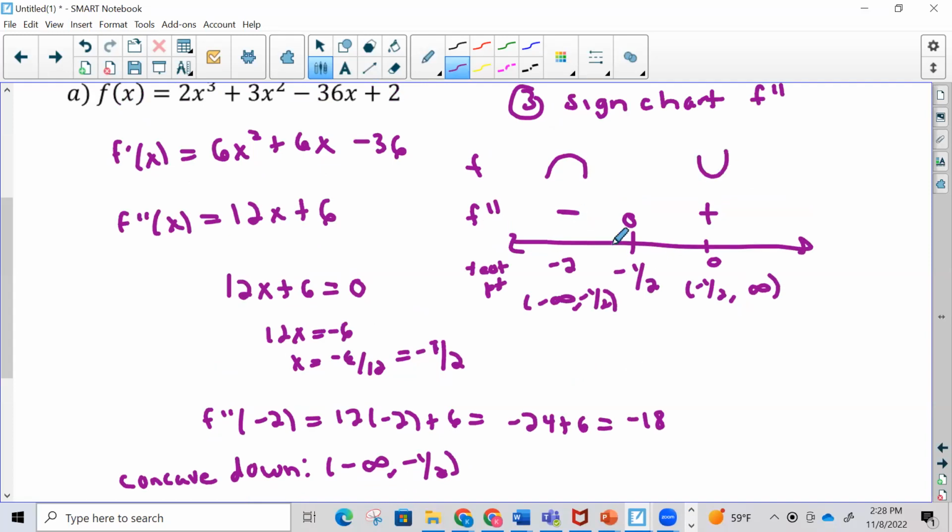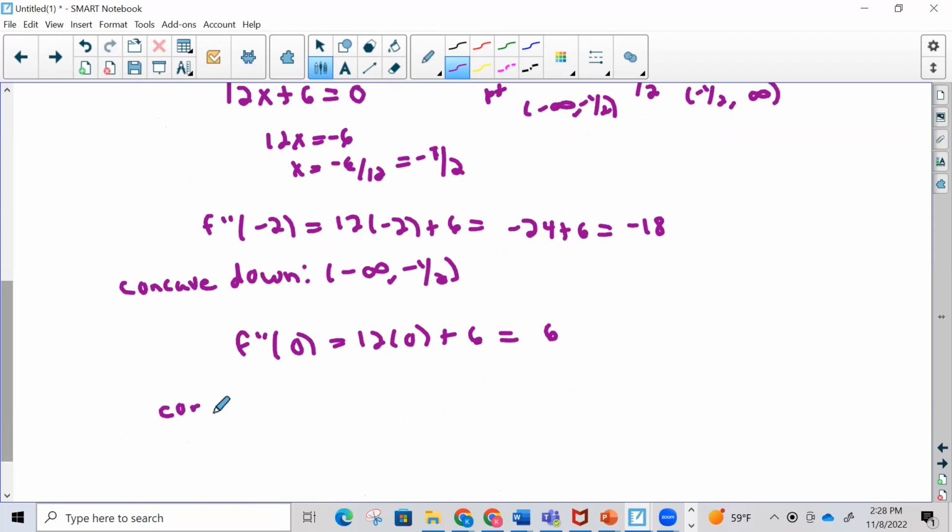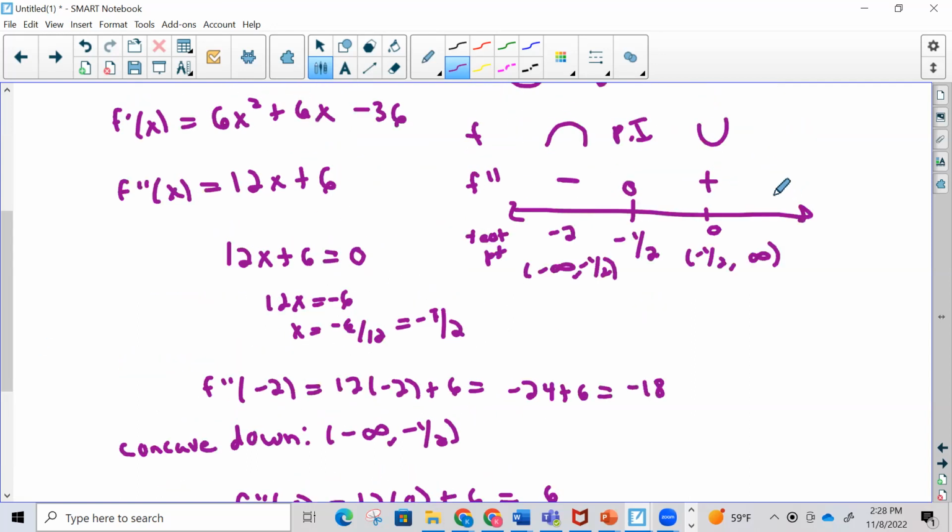Because this second derivative changed signs, it doesn't matter which direction, but it changed signs, this is a point of inflection. If it doesn't change signs, then it's not a point of inflection. And then if they asked us where it's concave up, we would give the interval negative 1/2 to infinity based on our sign chart, because this is where the second derivative is positive, so it's concave up.